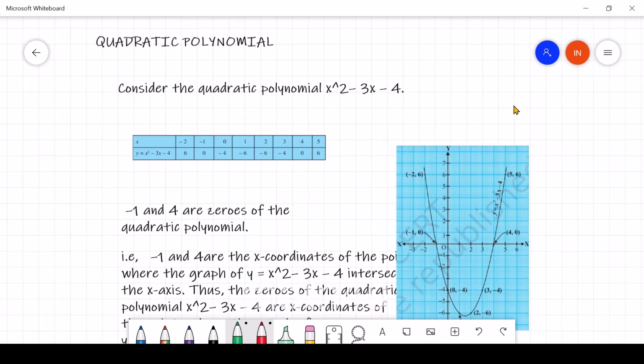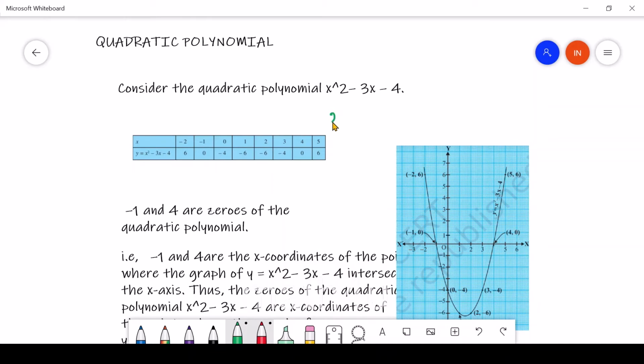So consider this quadratic polynomial, that is x square minus 3x minus 4. The polynomial p of x is equal to this one. So let's check. Here you can see when we put the x value as minus 2, minus 1, 0, 1, 2, 3, 4, 5, what will be the y value, or what will be the value of p of x. Okay, so you can see it here from the graph.